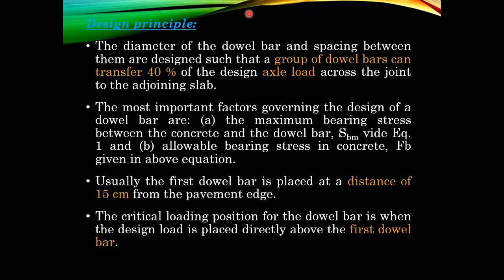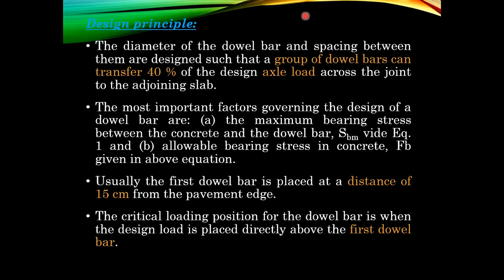Now how you are going to design, this is the concept. There are 6 to 7 concepts. First point, that is diameter of the dowel bar and spacing between them are designed such that group of dowel bars can transfer 40% of the design axle load.